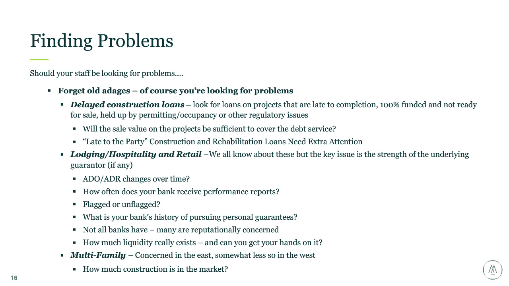What's happening? Second area, lodging, hospitality, and retail/shopping centers. These are the areas, I think everybody's got some of this somewhere in your portfolio. If it's lodging and hospitality, a bed and breakfast, you want to make sure that the average daily occupancy and the average daily rates, how they've changed. This is where, if you're not getting monthly updates on this stuff, and a lot of banks we work with probably aren't, what happens over time? How often do you get the performance reports and start to look at things like, okay, if it's a motel and hotel, is it flagged or unflagged? If it's a retail center, who is the anchor tenant?